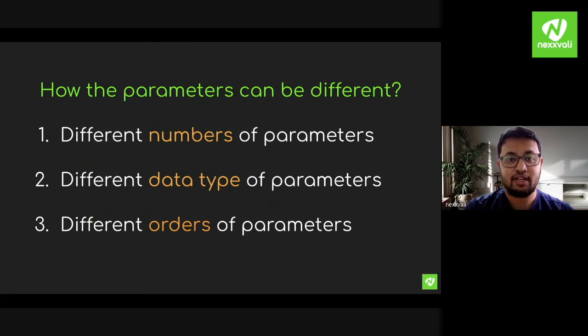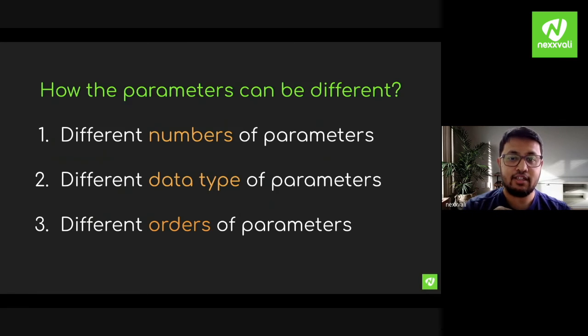It can have a different number of parameters. So in one method, if I'm giving two parameters, in another method I'm giving three parameters, four parameters. If I give a different number of parameters, then I can differentiate them by name and create method overloading.